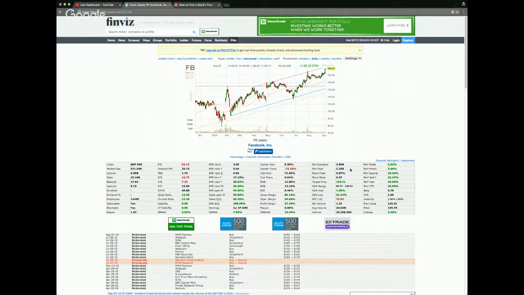So why is float important? It's not absolute, but the lower the float number is, the more likely a stock is to spike, because there's not a lot. There's not enough supply to meet the demand of everybody trying to get in. So I'll show you a different stock here, one that spiked recently, SPU.